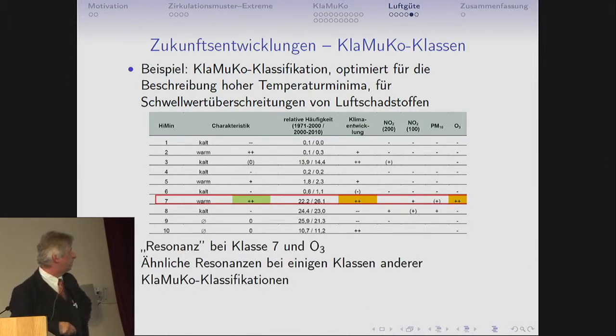I have an example here: we have a class which has both relatively high threshold exceedance for ozone and at the same time a climatic trend which is in resonance with the others. There are similar resonances with other classes under this Klemuko classification.